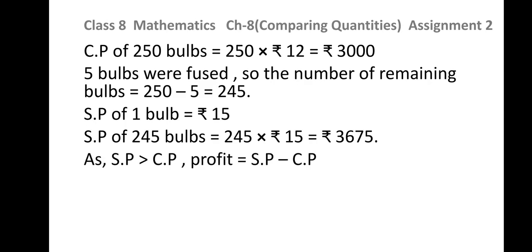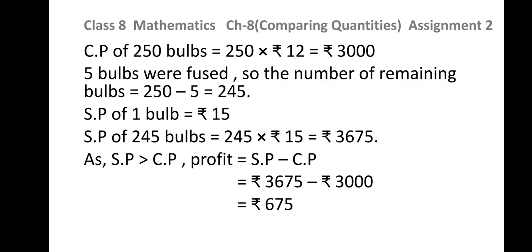And we have seen in this slide that CP of 250 bulbs is 3000, which we have calculated. SP of 245 bulbs is 3675, and we know that SP is greater than CP, so it is a case of profit. So profit is equal to SP minus CP. Subtracting, 3675 minus 3000, you will be getting rupees 675. So profit is equal to 675.